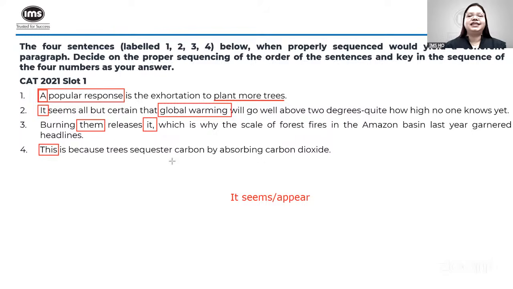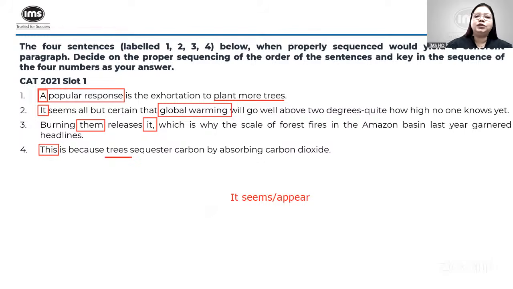This is because trees sequester carbon by absorbing carbon dioxide. When you plant more trees, you have trees that will isolate carbon because they take in carbon dioxide, right? And when you burn those trees, the only plural noun that we are referring to here is trees, correct? When you burn these trees, those trees release carbon dioxide, release carbon, which is why the scale of a forest fire in the Amazon basin garnered headlines.